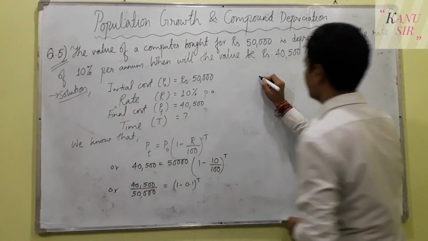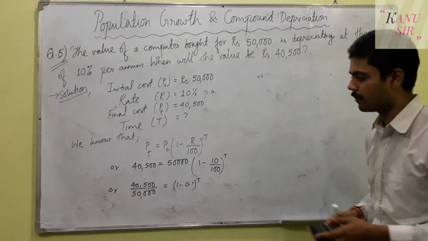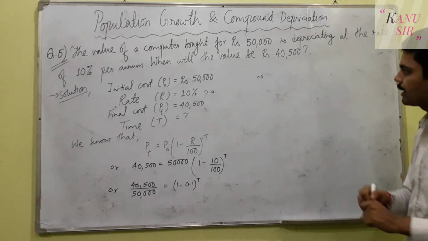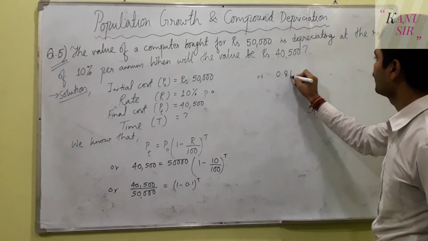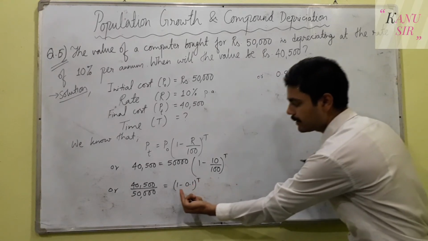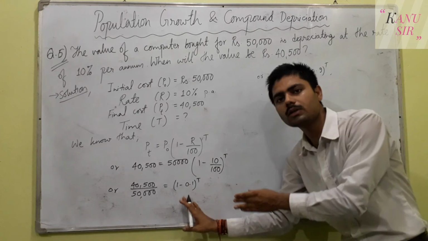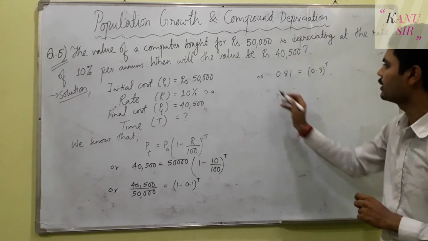And let us come here. The solution actually here to be done, we can directly divide that number. We'll get 0.81 is equals to 0.9 to the power t. Subtracting 1 minus 0.1 will give 0.9. If you are confused here, you can also use a calculator at this point.